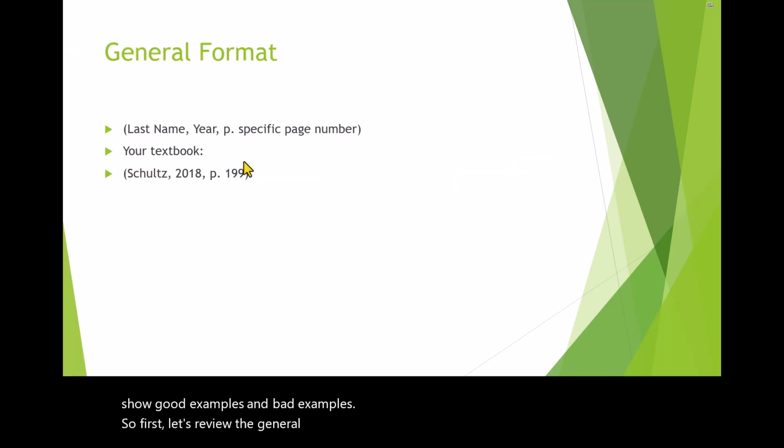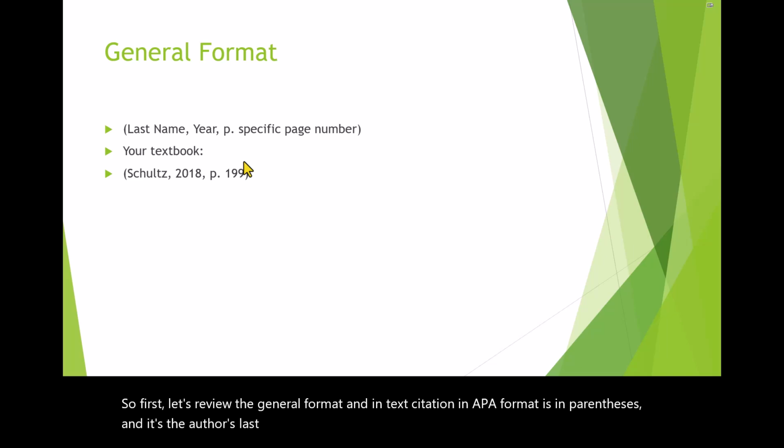An in-text citation in APA format is in parentheses, and it's the author's last name, a comma, a space, the year of the work, a comma, a space, a lowercase p, period, a space, and then the specific page number.